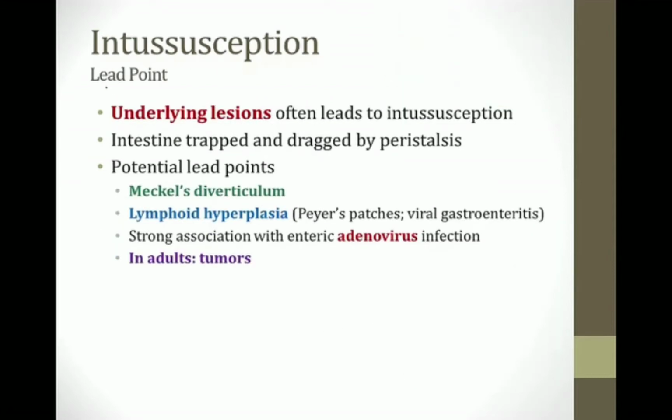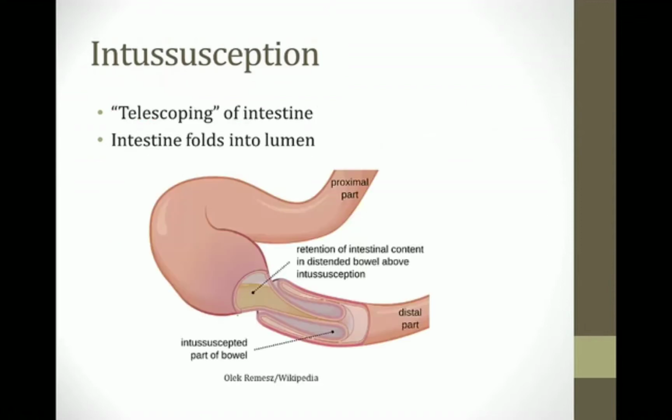For step 1, it's very high yield to understand a concept related to the pathogenesis of intussusception called presence of a lead point. The idea here is that an underlying lesion of the bowel often triggers intussusception. The intestine becomes trapped by an underlying lesion, and then peristalsis drags the intestine to form intussusception. If we go back to this picture, the idea of a lead point is that some lesion pinches the bowel, and then peristalsis causes the bowel to intussuscept and telescope in on itself.